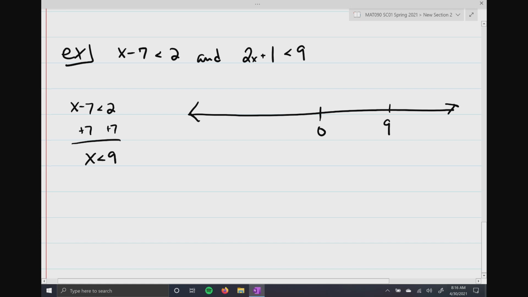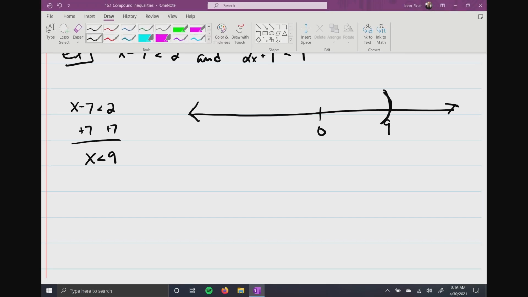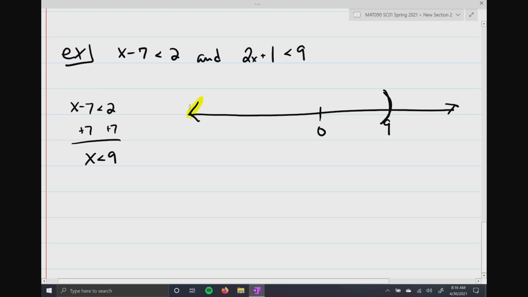So because this is less than, I'm going to go ahead and use a parenthesis. I'm going to shade to the left. And you're going to notice here that I'm going to shade using a highlighter. And then I highlight the x is less than 9. So I know the yellow color means x is less than 9.